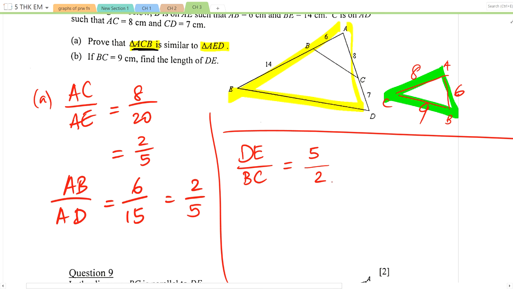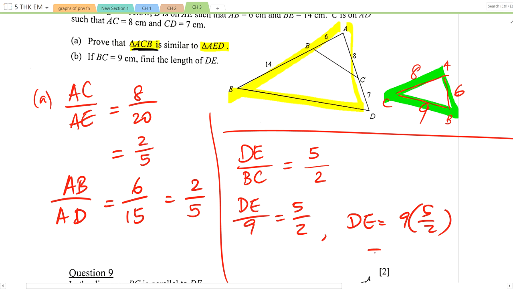Correct? Now it's time to substitute in values for BC. DE over 9 equals 5 over 2. DE equals 9 times 5 over 2, which is 45 over 2, 22.5 cm. Okay?